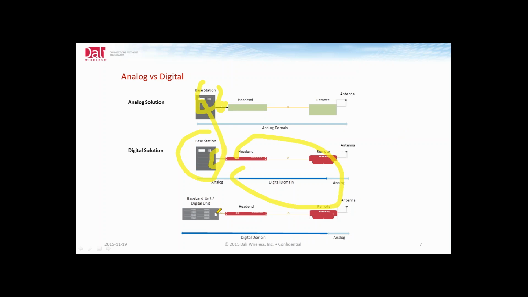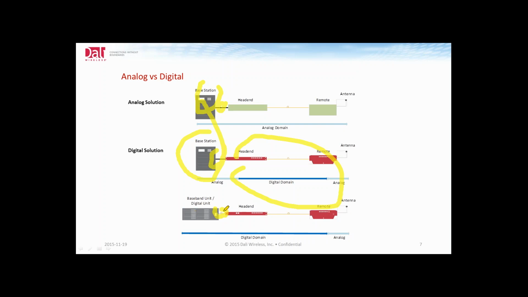And then the other thing to consider is that as systems have evolved, we have remote radio heads connected to baseband units or a digital unit. What we can do now is make a connection via fiber to the head end. The head end takes that digital signal and it's transmitted to the remote.